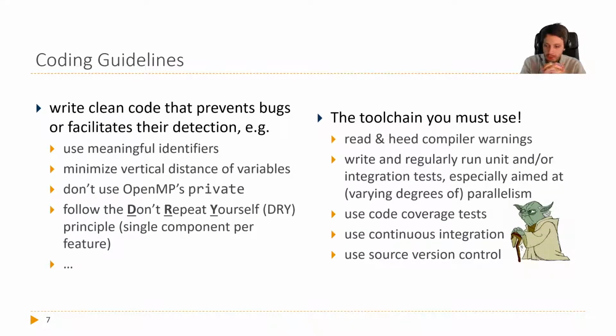In general, you should try to follow the DRY principle, so the do not repeat yourself principle, which means only have a single component per feature. I very often see this both at the university and in the outside world, that people like to copy code because they think, okay, at this code location, I need something that I already implemented 3 days ago, so let's just copy paste the code there.